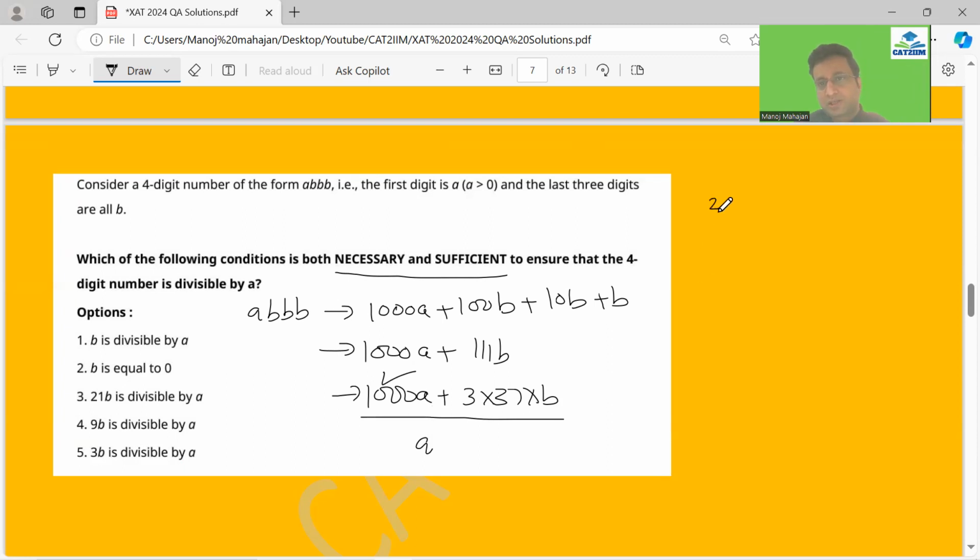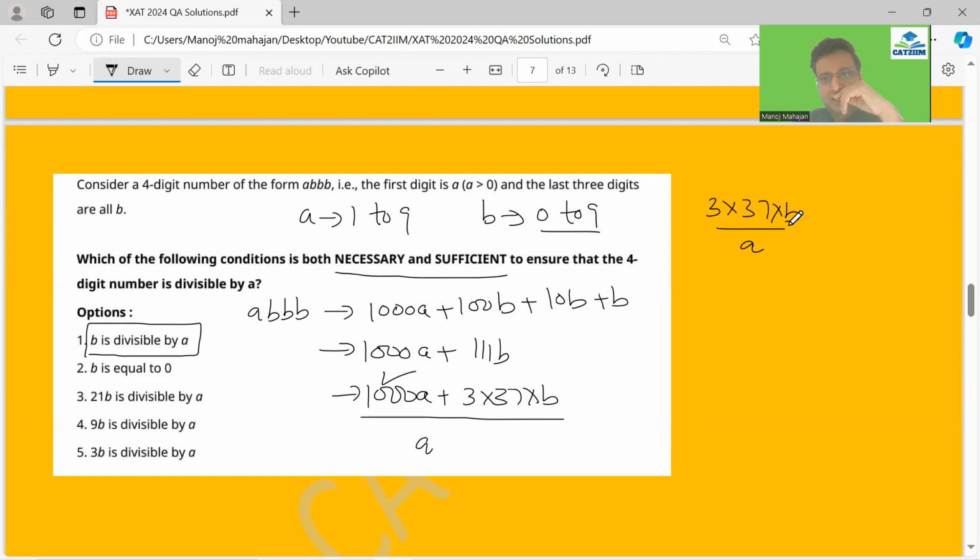Now we have to just check this other number, and they have actually made options based on this. A being a unit digit number is from 1 to 9. B will also be a unit digit number, but B could be 0 also, 0 to 9. So now let's go one by one. We have to keep these two things in mind, necessary and sufficient. So look, B is divisible by A. I think it is sufficient. If B is divisible by A, this number would be divisible by A, but necessary or not, we have to check.